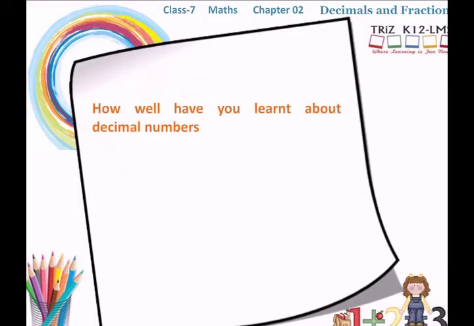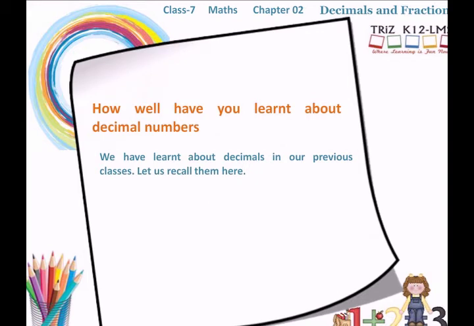How well have you learnt about decimal numbers? We have learnt about decimals in our previous classes. Let us recall them here. Let us revise by taking examples.